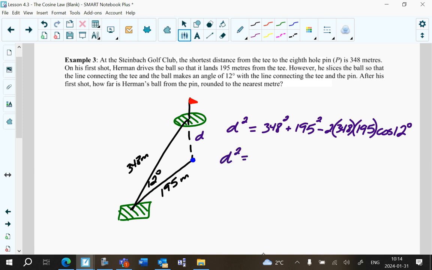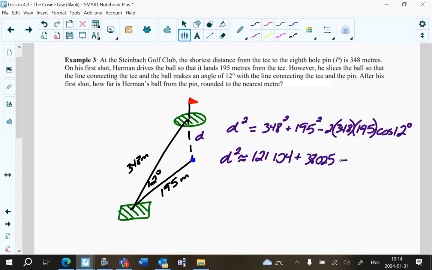Okay, so we got some big numbers. 348 squared is 121,104. 195 squared is 38,025. What's the right hand? That's a big number.